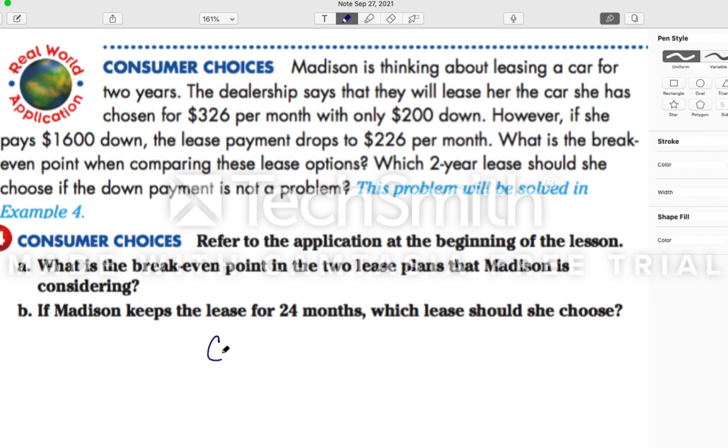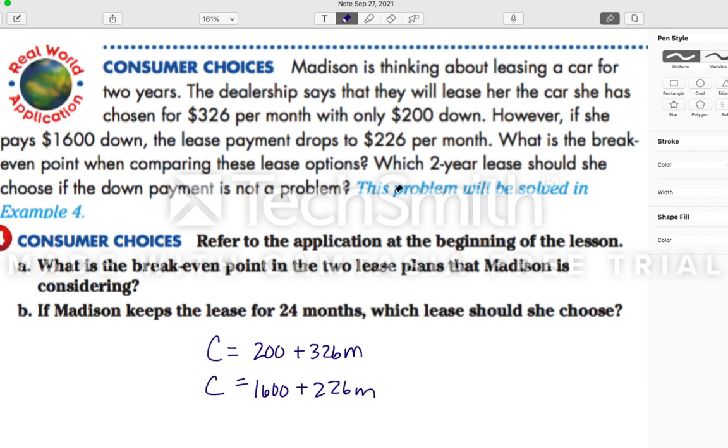One, the cost for her will end up being $200 down plus $326 per month, and we'll use X for months or M. M is nice. We'll use M for months, but it would usually be the X variable that we'd call that independent variable, and then C being the dependent as in Y. And then for her other opportunities, the cost could end up being initially $1,600 plus $226 per month.